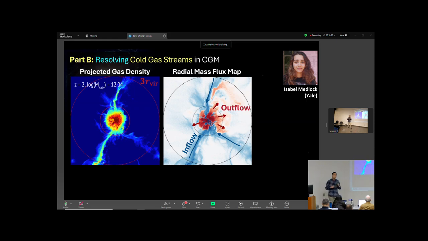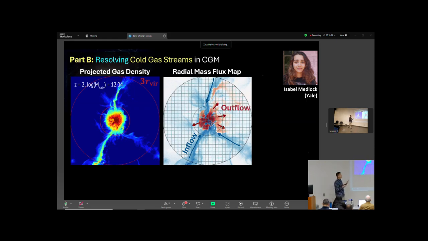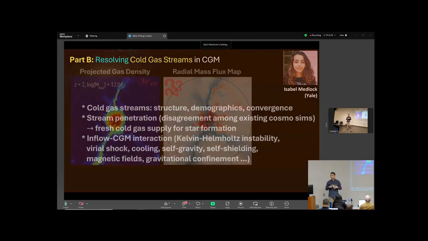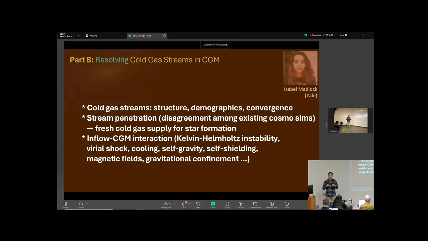And then the question here is, can we properly understand the physics within the CGM? And also how much can we trust those predictions within the simulation box? And to be a bit more precise, we are interested in the structure, demographics, and importantly, the numerical convergence of these cold gas streams.